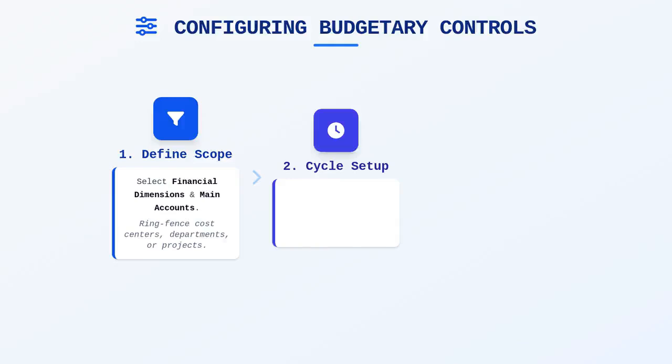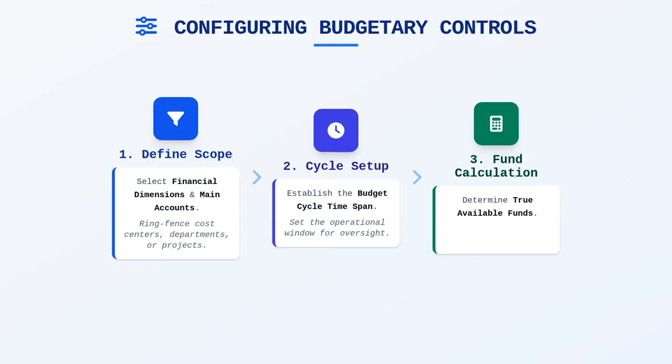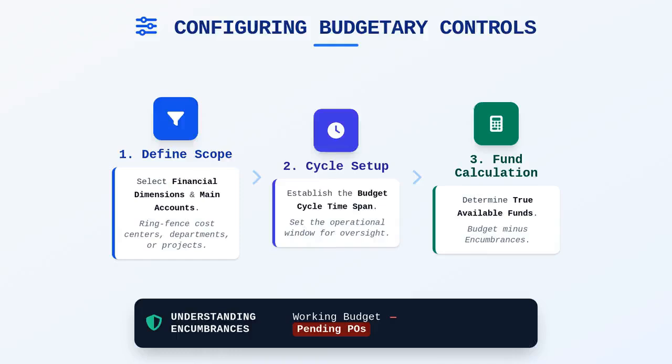Once you define the scope of your control, the system requires input on the budget cycle timespan and the specific funds available calculation. This calculation determines what truly counts as available, factoring in not just the working budget, but also existing encumbrances and pre-encumbrances. Encumbrances essentially reserve funds for pending purchase orders, effectively adjusting the remaining balance before an actual invoice ever touches your books.